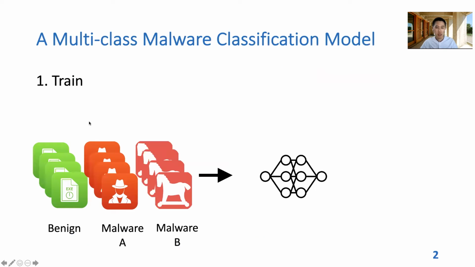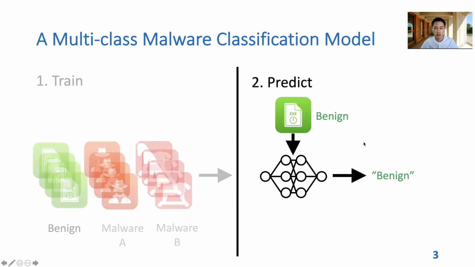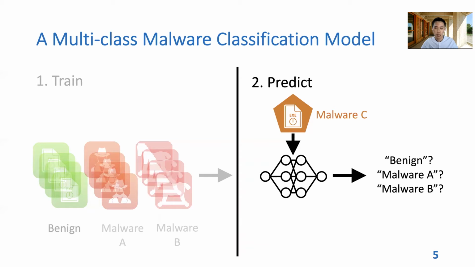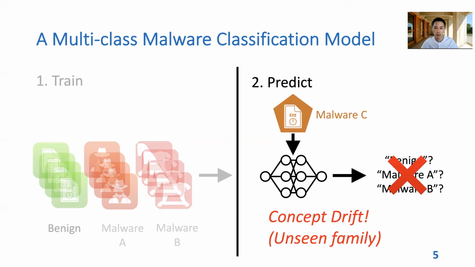Let's take a look at a quick example for a multi-class malware classification model. During the training time, we have benign, malware A and B, and you train the classifier. Then during the testing time, if the sample is benign, you can classify it as benign. If the sample is malware A, you can classify it as malware A. However, what if you got a malware C that you never see in the training time? Clearly, assigning them to benign or malware A or B, they are all wrong. This is where concept drift happens.